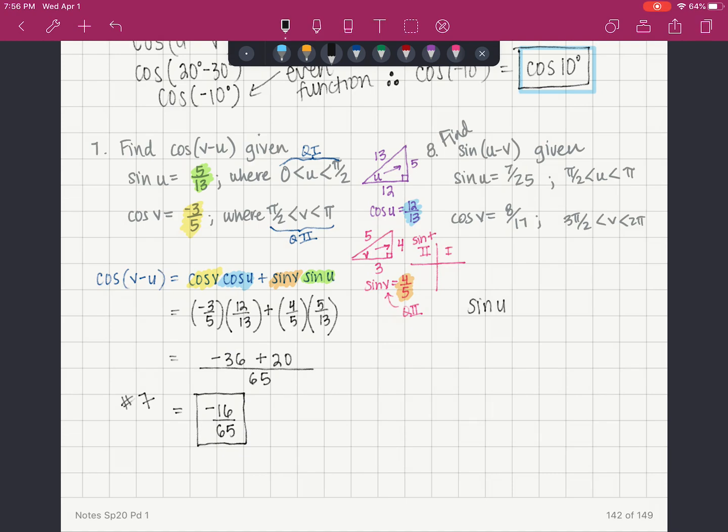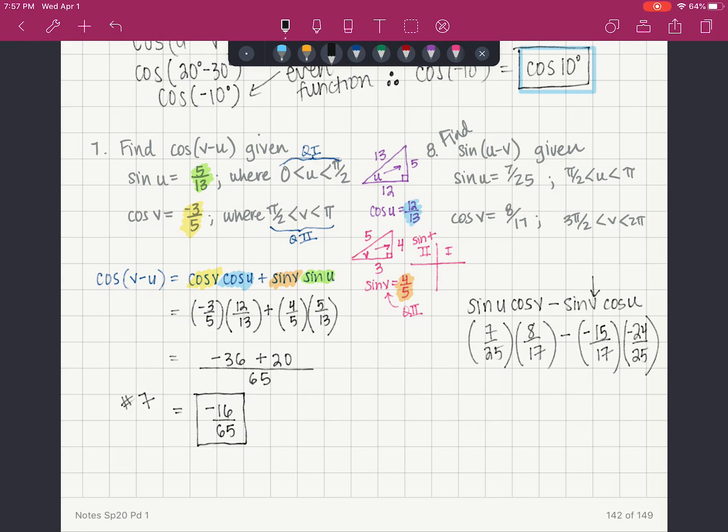Okay, I'm not going to write the whole thing out. I'm just going to quickly write the sine of u times the cosine of v minus the sine of v times the cosine of u. And the sine of u I got was 7 over 25 because that was given. The cosine of v I got 8 over 17 because that was given. And then the sine of v I calculated to be negative 15 over 17. And the cosine of u I calculated to be negative 24 over 25.